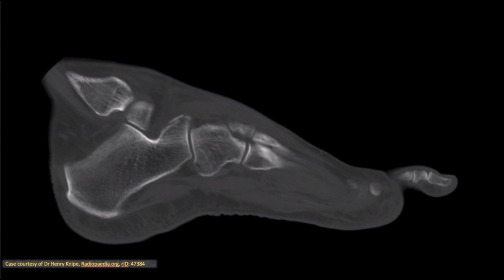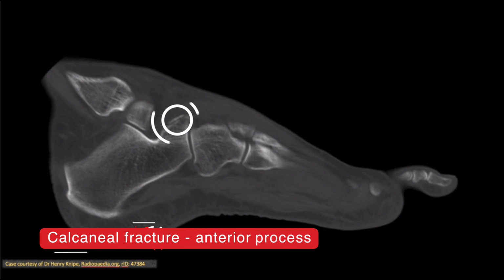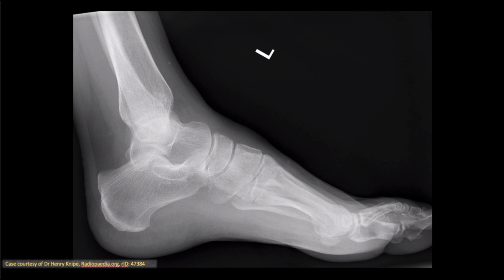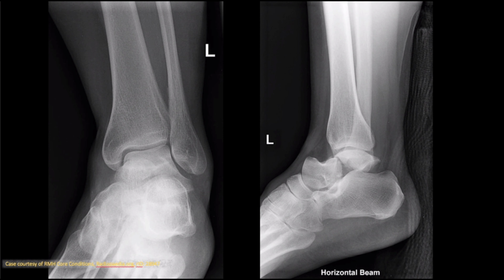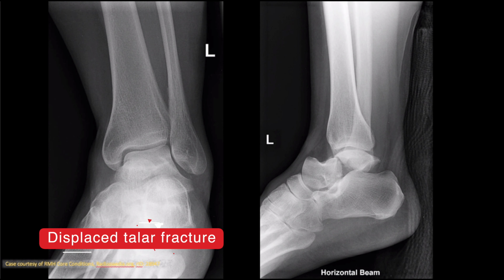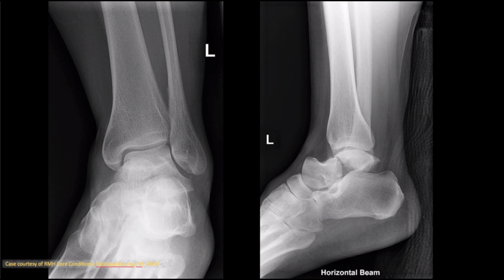For this case, I'll show you the CT first. There's cortical irregularity in the region of the anterior process of the calcaneum. And that's the radiograph, which again shows the cortical irregularity in the region of the anterior process of calcaneum. Note how subtle the abnormality is. This radiograph demonstrates a comminuted talar fracture with anterior translation.